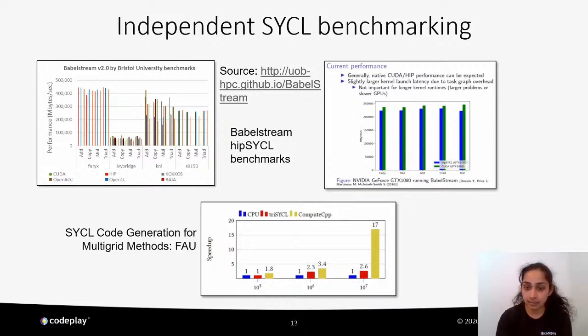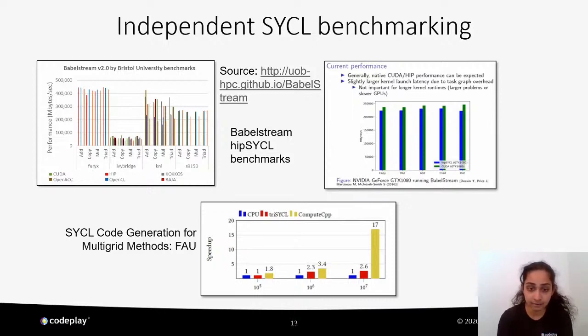The second graph shows the bandwidth for CUDA compared to hipSYCL. We can see in both the cases that SYCL performs either as good as or maybe within 5% of the actual CUDA benchmark over here.